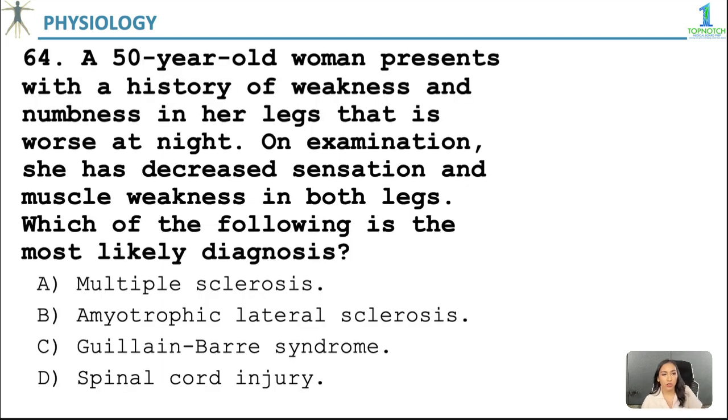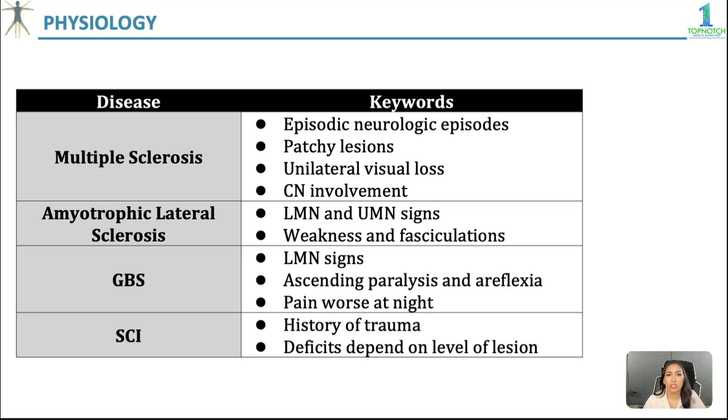Okay, how about 64? A 50-year-old woman presents with a history of weakness and numbness in her legs that is worse at night. On examination, she has decreased sensation and muscle weakness in both legs. Which of the following is the most likely diagnosis? And the correct answer is GBS, Guillain-Barré syndrome. So honestly, this is a very difficult question because we don't often see these disease entities. Medyo rare din, no? Parang hindi pa nga ako nakakita ng ALS. Okay, but let's try to differentiate them, no?